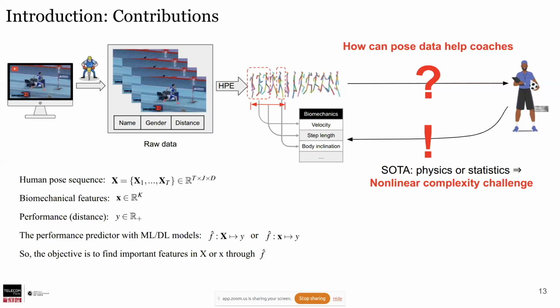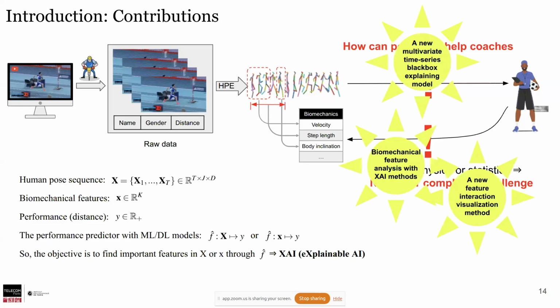There are two modalities we can choose. The first is pose sequence, and the second is biomechanical features. Besides that, we also have performance related to the movements of the athlete. Here for long jump, it's distance. And with AI models, we can train some predictor that can model a relationship between input and the performance. And so the objective will be to find the important features or patterns in the input through the trained model. It naturally brings us to explainable AI, and that's what explainable AI is supposed to do.